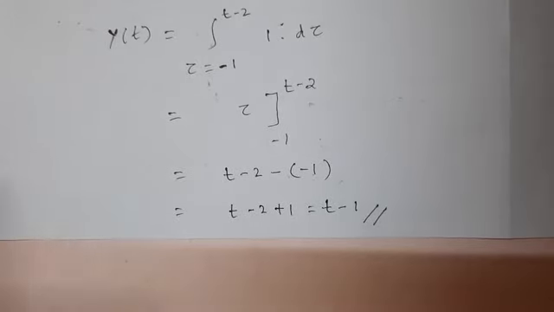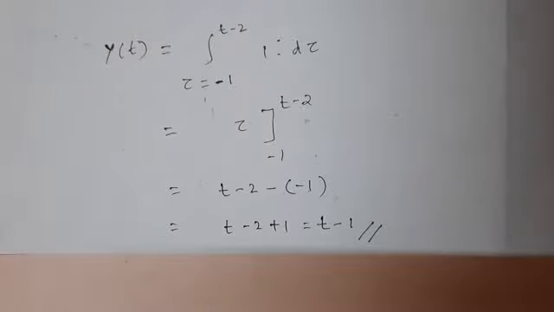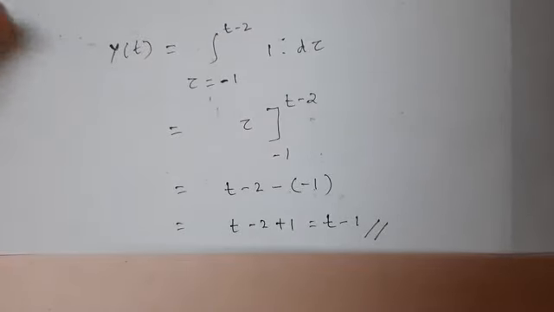So you have two conditions here: y of t for t minus 2 less than minus 1, and t minus 2 greater than or equal to minus 1. This is how you have to solve the examples for the convolution integral.